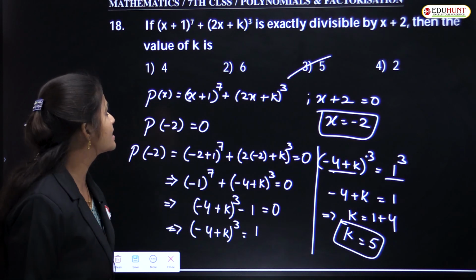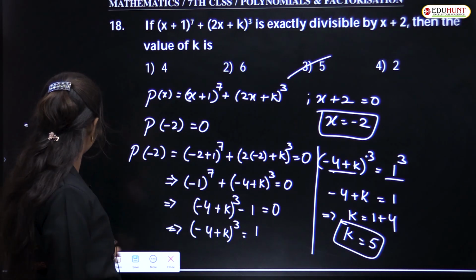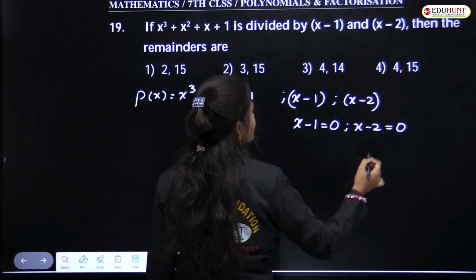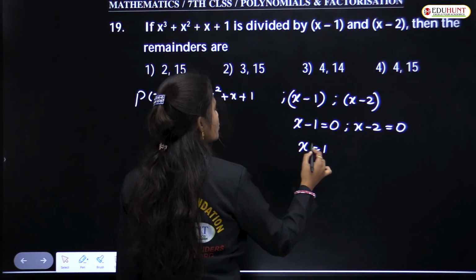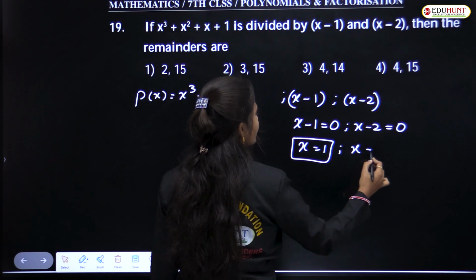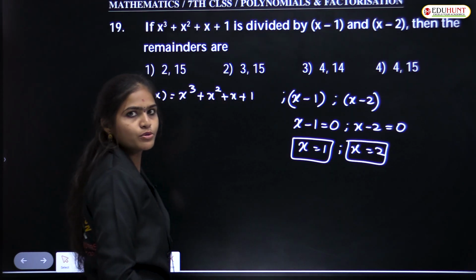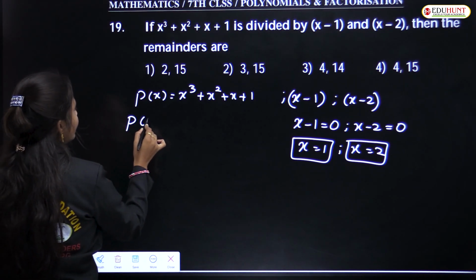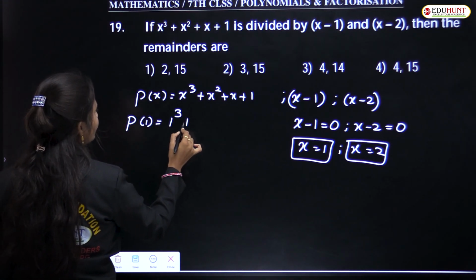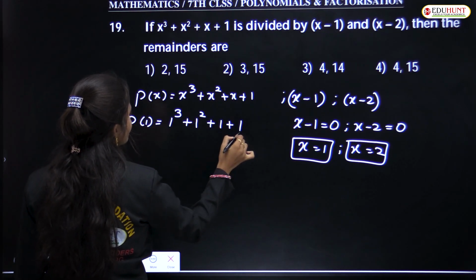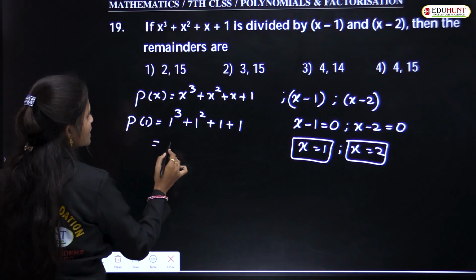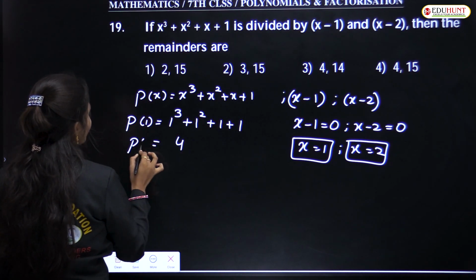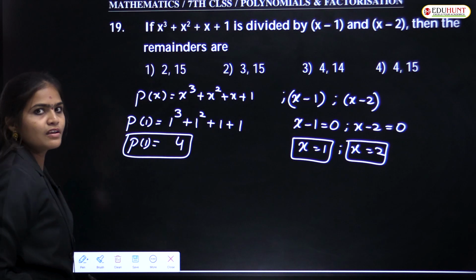Okay. So children, next say the 19th question. Here x minus 1 is equal to 0 as well as x minus 2 is equal to 0. So here x is equal to 1 and here x is equal to 2. So here if you take p of 1, then what is the remainder? So 1 cube plus 1 square plus 1 plus 1, which is equal to 1 cube is 1, 1 square is 1 and 1 plus 1. So which is equal to 4. So p of 1, the remainder is 4.